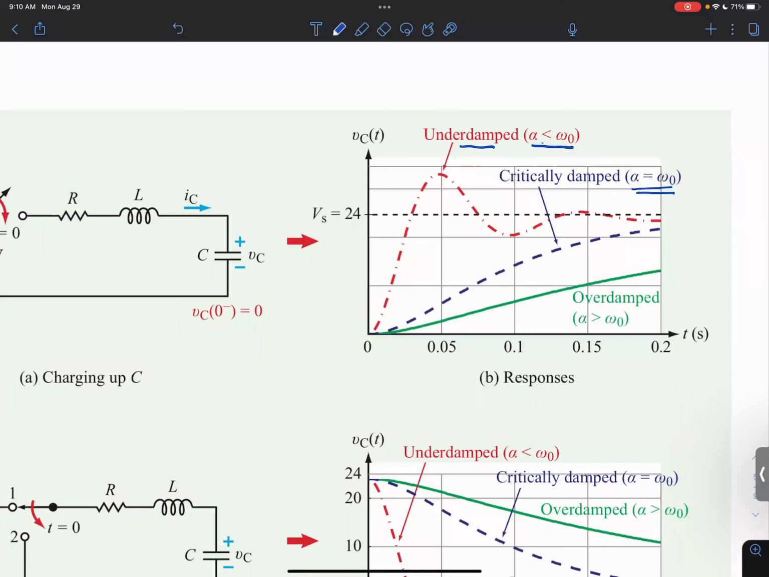And then overdamped is when it doesn't follow the exponential form. And that's when alpha is going to be greater than omega naught. So you have to find the value of omega, the value of alpha, and compare the two to see how this is going to move from the initial value to the final value. Does that make sense?